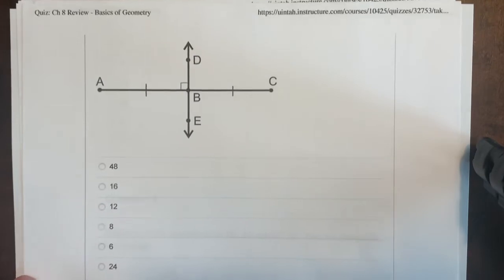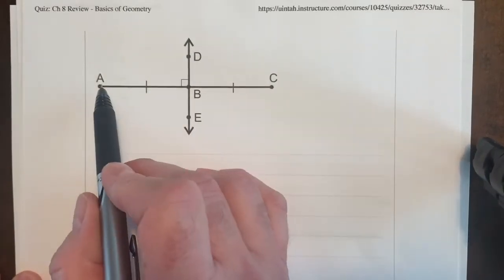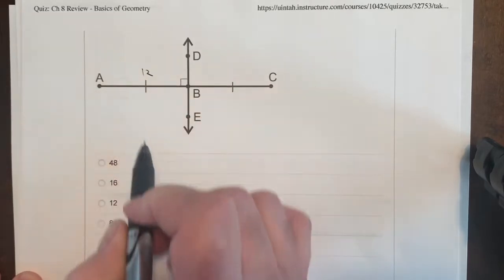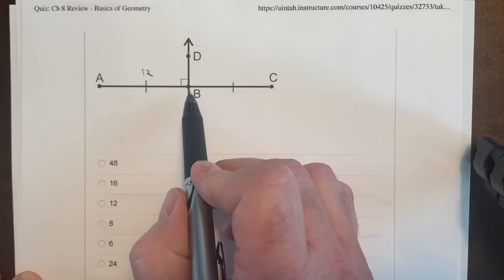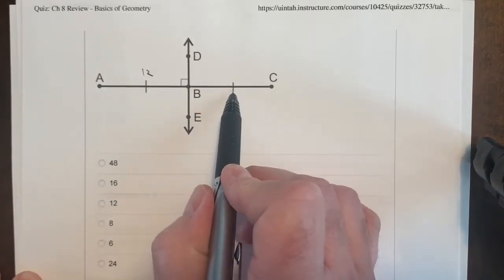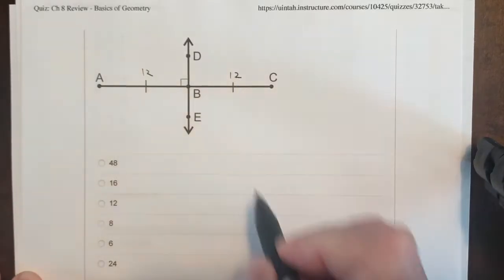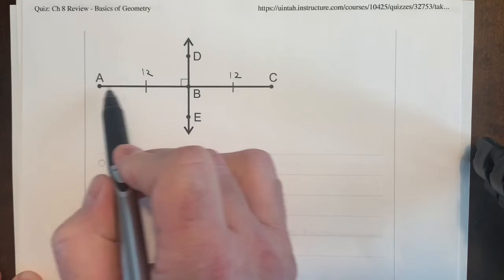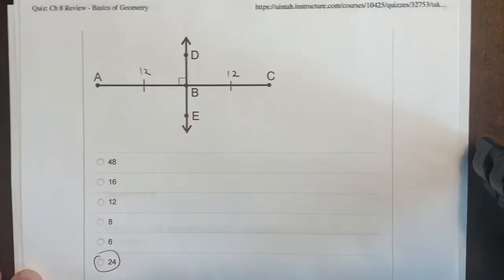Number 3 says, what is the length of AC if AB is 12? So looking at the picture, what's the length from one end all the way to the other if AB is 12? They're giving us this value here is 12. What's the full length? Well, I know that B is the center between that because of these 2 marks. They're telling me that those are the same length. So this one has to be 12 as well. So if we want AC, it's just 12 plus 12, which is going to be 24.